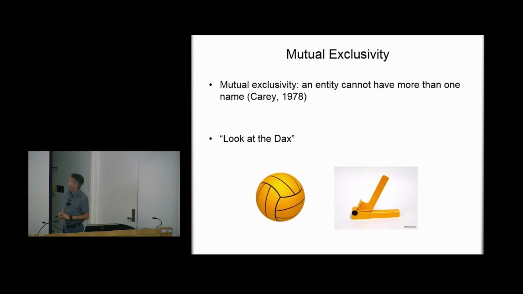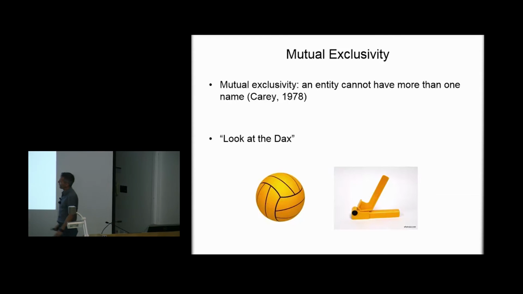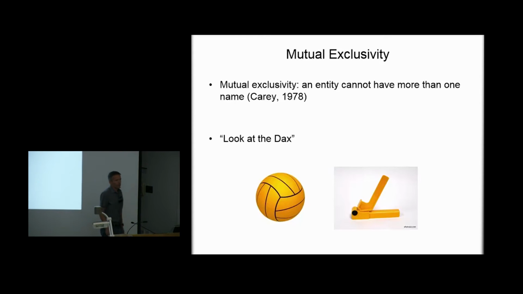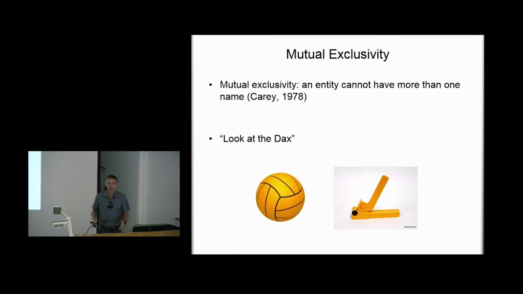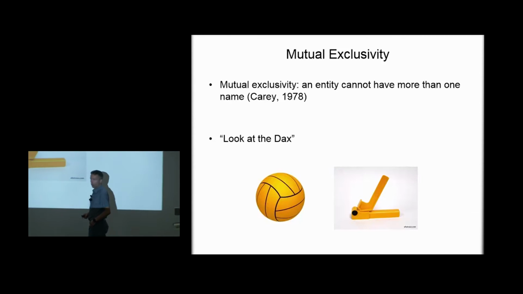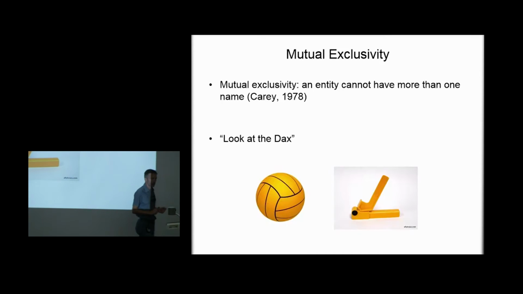The other assumption that kids seem to make, it's a clever reasoning process, is called mutual exclusivity. And the idea is that entities cannot typically have more than one name. If a kid knows the name for ball, and somebody says, look at the DAX, and there are two objects in view. There's the ball and there's some other weird object.